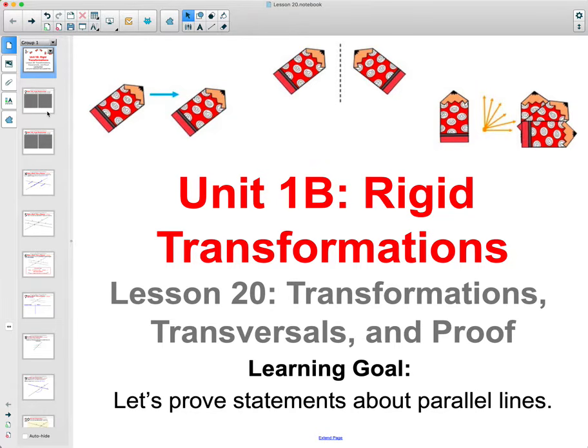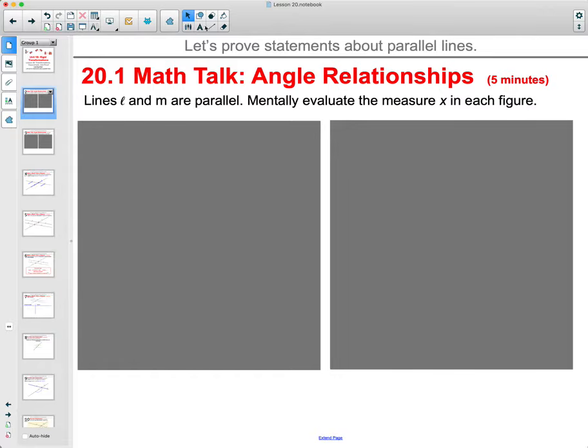In lesson 20, we are going to take a look at transformations, transversals, and proof. And so we're going to be making some statements about parallel lines. So we're going to be on page 143 in your student workbook. Okay, so page 143.